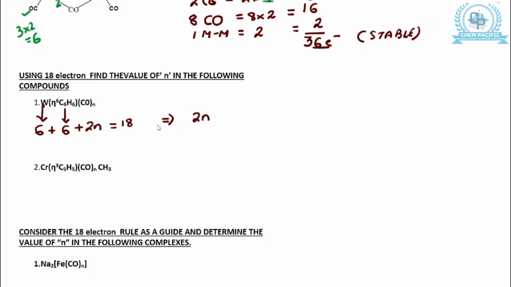Therefore, 2n is equal to 18 minus 12, which is equal to 6. Therefore, n is equal to 3. This is the answer.